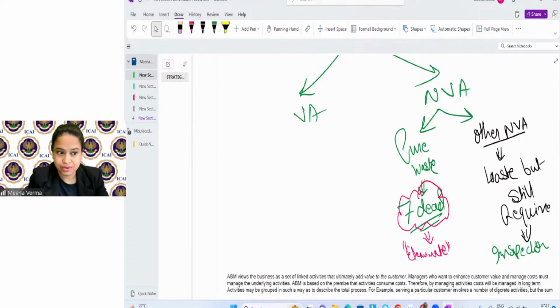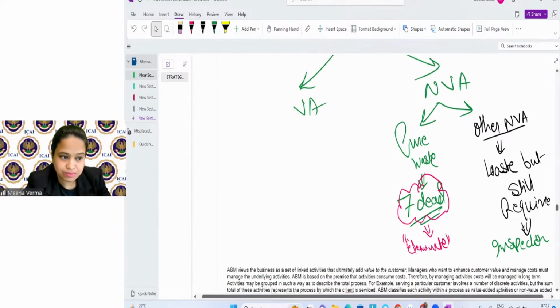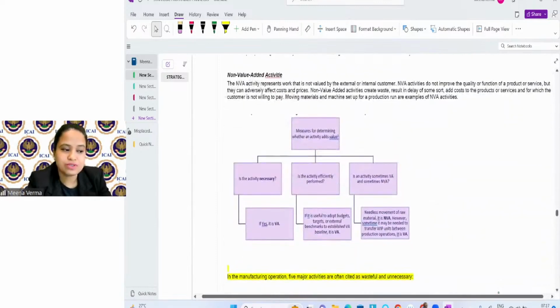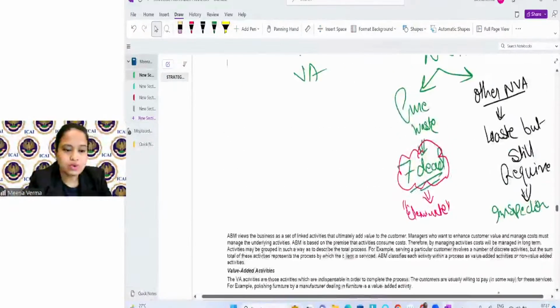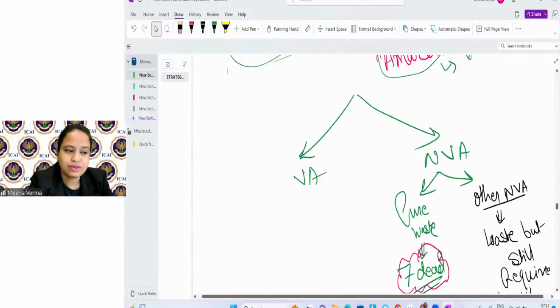It's a waste. Produce the quality product right the first time. Why are you doing inspection, auditing? But the point is that sometimes it is required because of the requirement of the law. Law is saying, government is saying that you have to do the auditing. Government is saying that you have to do the inspection. Sometimes it is required because of the requirement of law. So this is about the value-added activity and non-value-added activity.